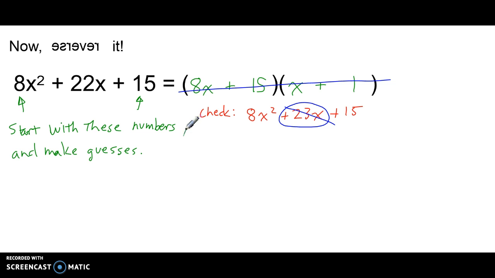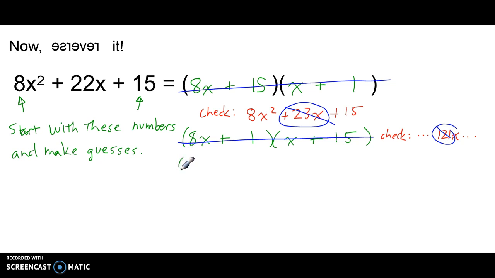You'll notice this guess here didn't work. An issue that you've got to be careful about is maybe the same numbers will work if you try a different order. So 8x and x, 15 and 1, but switch the order of the 15 and 1, maybe this will work. But you'll notice when you check, this doesn't work either. In fact, it's a lot worse. 15 times 8 is like 120, and then 1 times x is 1 more. You get 121x in the middle for this one. That's not working any better than the one we did just a second ago.